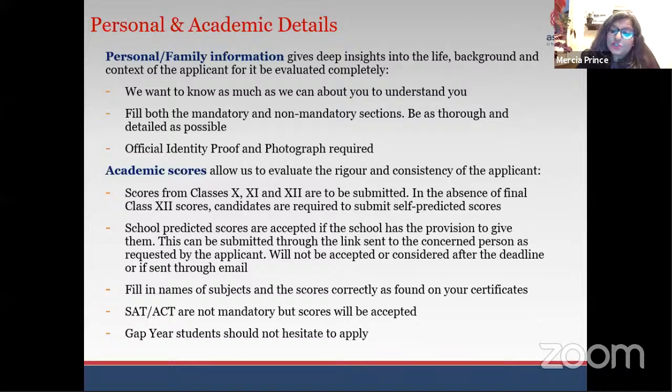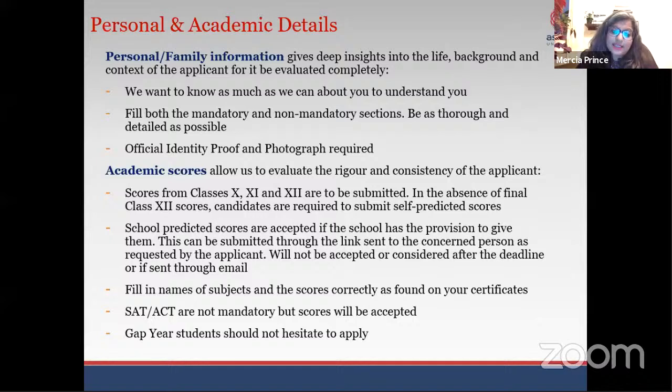But please be careful that you put whatever is on your class 10 and 11 scores, and 12th if you have your final scores already. What's on your diploma or your certificate or your mark sheet? Please ensure that you put the correct scores. In the absence of final class 12 scores, which should probably be many of you, we request and require candidates to submit self-predicted scores. So self-predicted scores are not random scores. We are hoping that they are scores that you believe you will get at the end of the year.